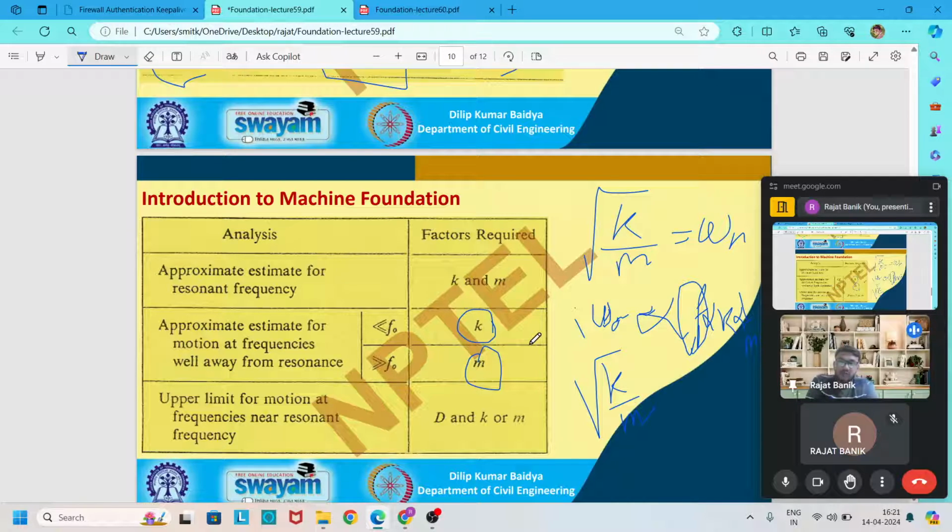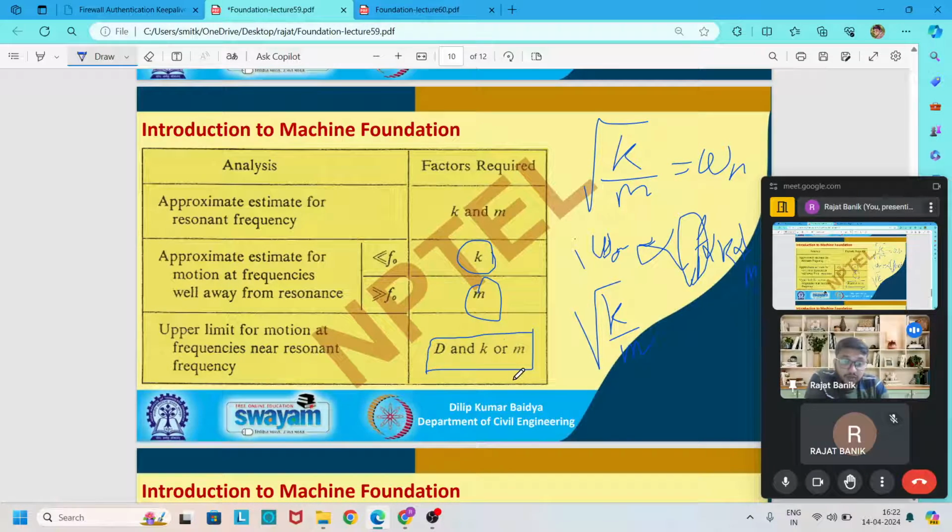So this is the reason. Then for the upper limit for motion at frequencies near the resonant frequency, we use D, K, and M as our design factors. D is the damping ratio, K is the stiffness of the foundation, and M is the mass of the foundation.